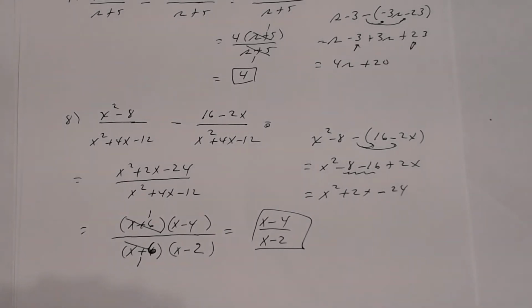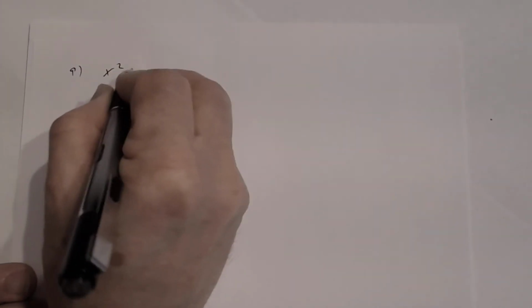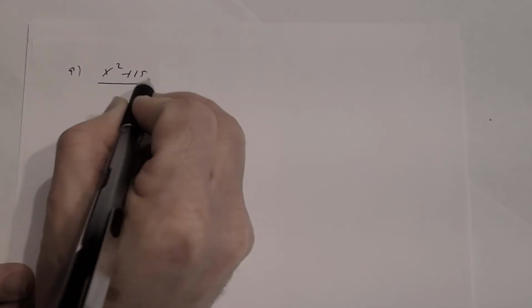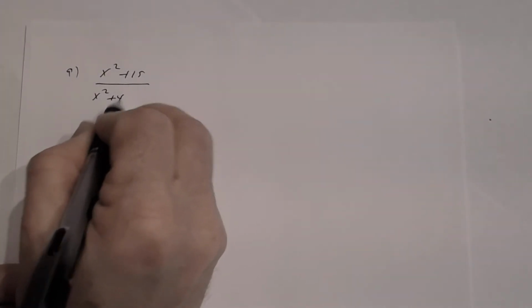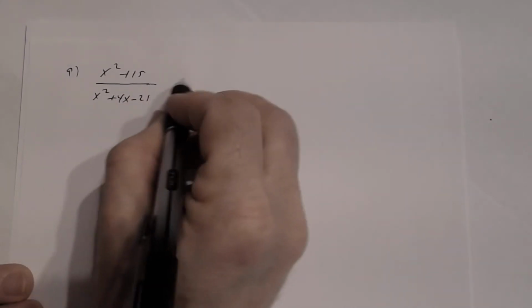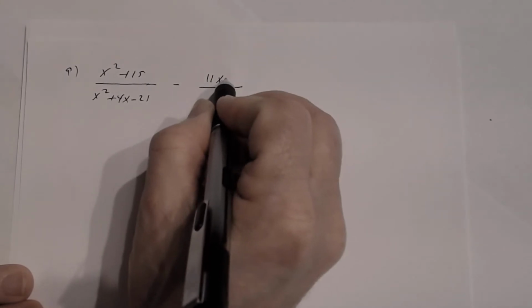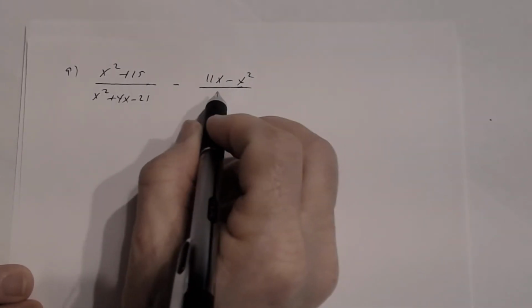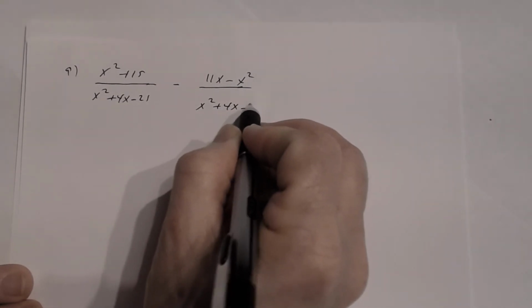All right, so number 9. Let's go to number 9. All right, number 9, we have this problem. We have x squared plus 15 divided by x squared plus 4x minus 21. And I'm subtracting this rational expression, 11x minus x squared, divided by x squared plus 4x minus 21.